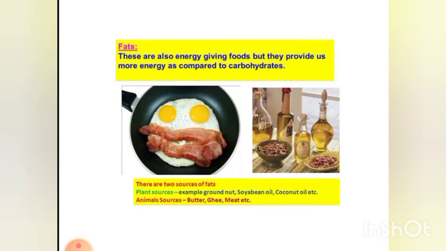Another nutrient is fat. Fat is also an energy giving food but it provides us more energy as compared to carbohydrates. The sources of fat can be plant sources or animal sources. If we talk about plant sources, groundnut, soybean oil, coconut oil are plant sources, and animal sources are butter, ghee, meat, etc.